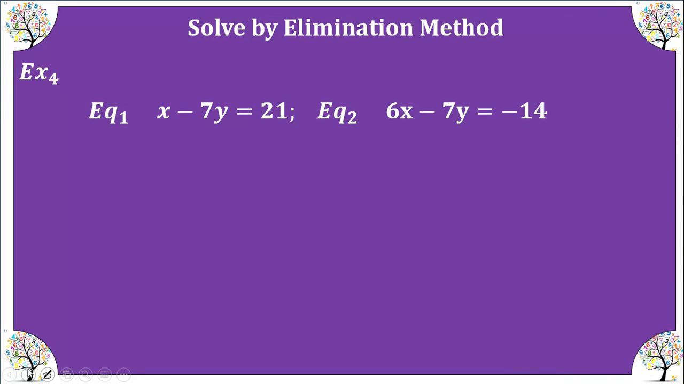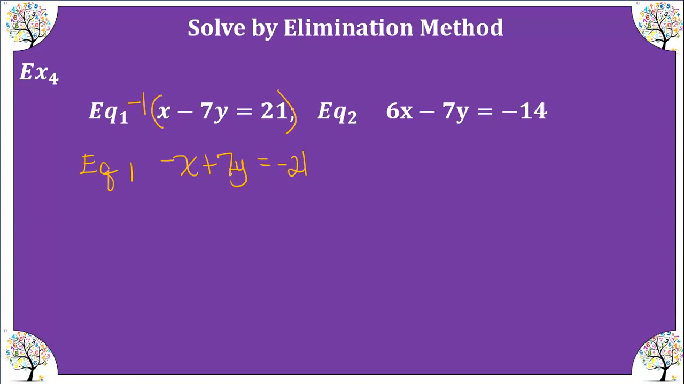Example 4. I see that I have a negative 7y and a negative 7y. So they're almost what we need, but one needs to be positive and one needs to be negative. So let's just multiply this first one by negative 1. You could have easily multiplied the second one by negative 1. There are multiple ways of solving these. So I'm going to multiply and we'll get negative x plus 7y equals negative 21.